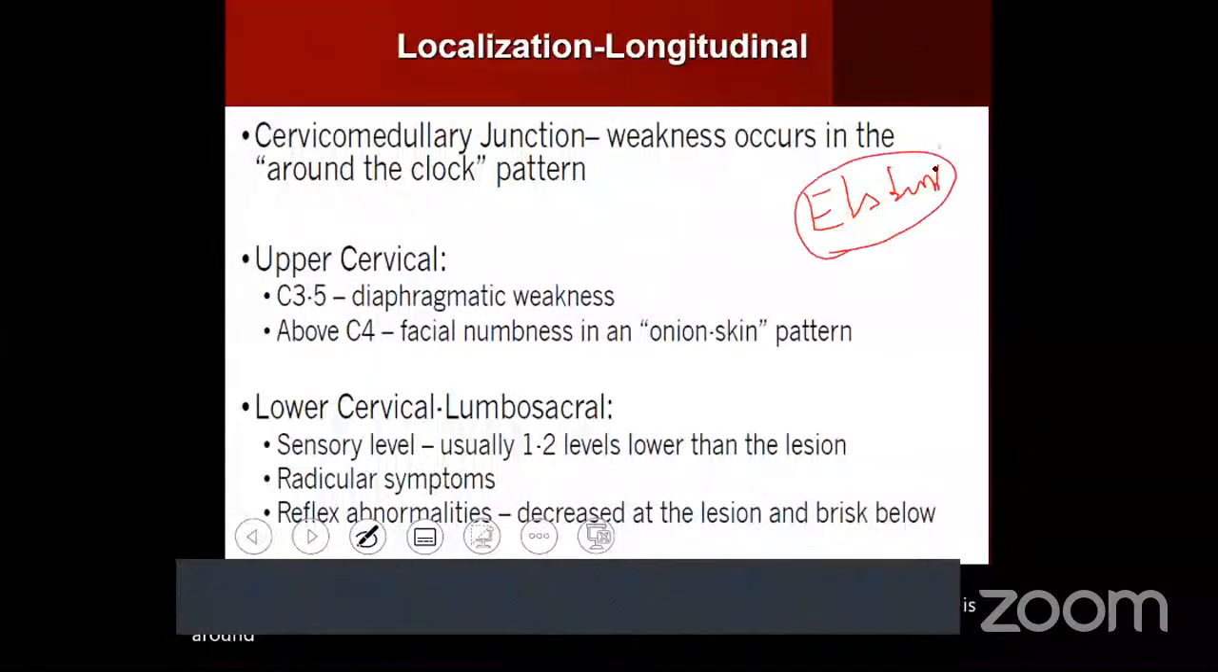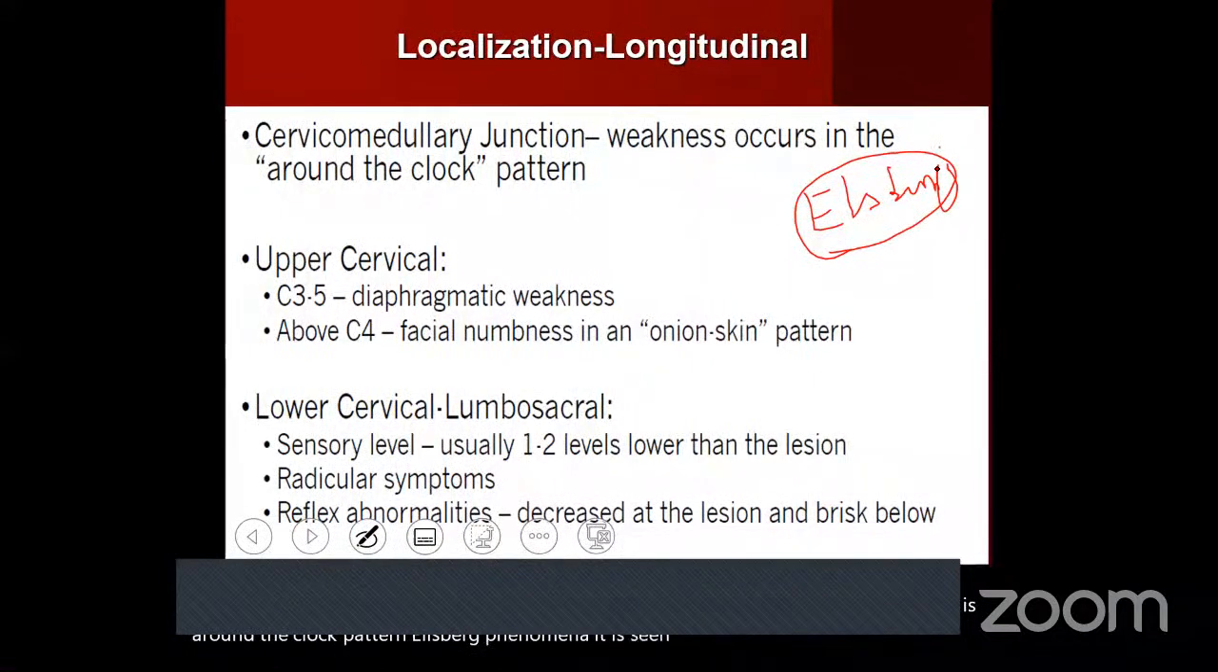It is seen in tumors which are pressing on the spinal cord, a tumor that is pressing at the cervicomedullary junction.